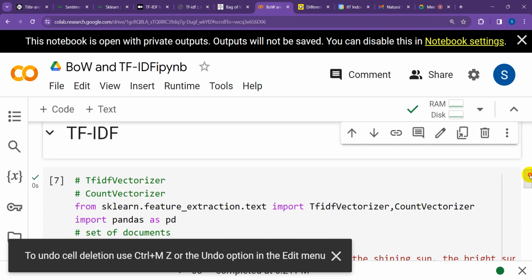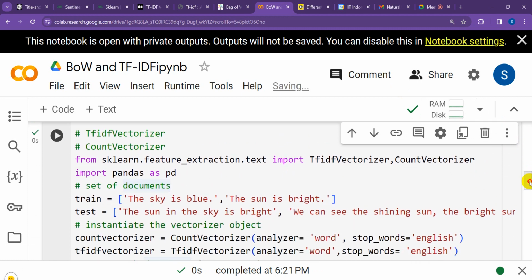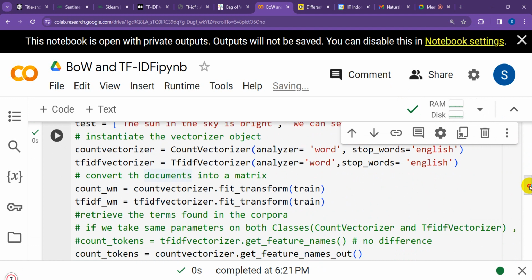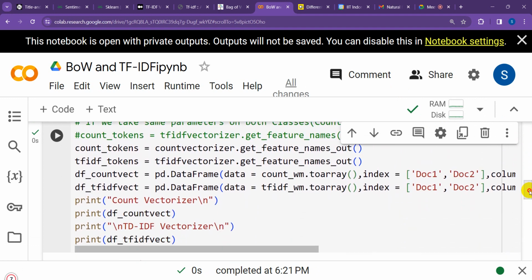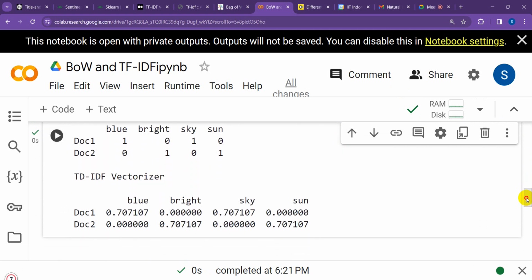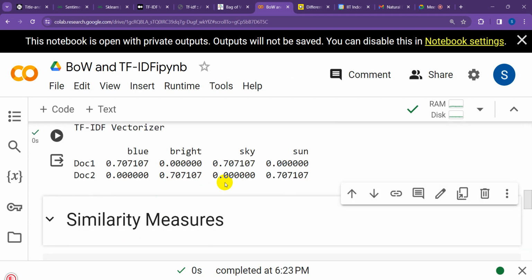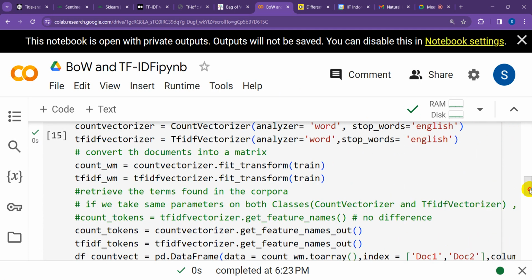So how to calculate the TF-IDF values? In this example, I have tried to demonstrate both TF-IDF and the count vectorizer, that is the bag of words representation. But additionally, I have done one thing: I have removed the stop words. So let us see how we can do it.